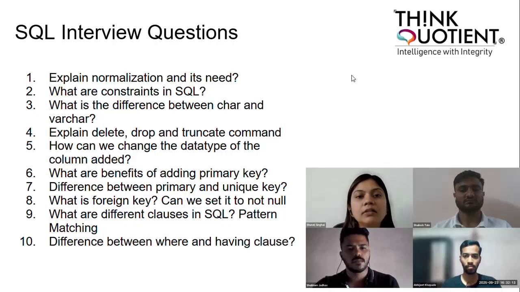Then we have LIMIT. LIMIT basically means that we want to restrict the number of rows. Then we have GROUP BY. GROUP BY means to group the rows based on a column. And after grouping, if you want to apply a certain condition, that can be done using the HAVING clause.